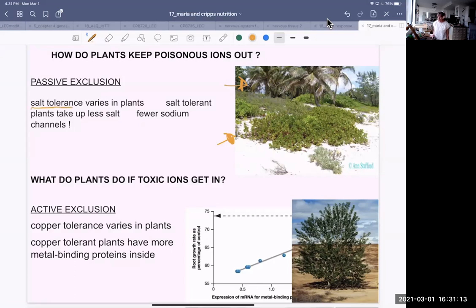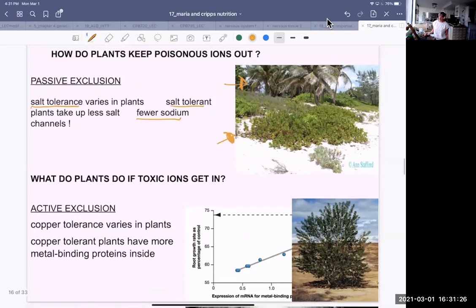And salt tolerance varies in plants. I mean, if you have a house plant, you can kill it with salt quite easily if you added too much. But there are salt tolerant plants. Why are they tolerant? They just have fewer sodium channels. So they take up less.